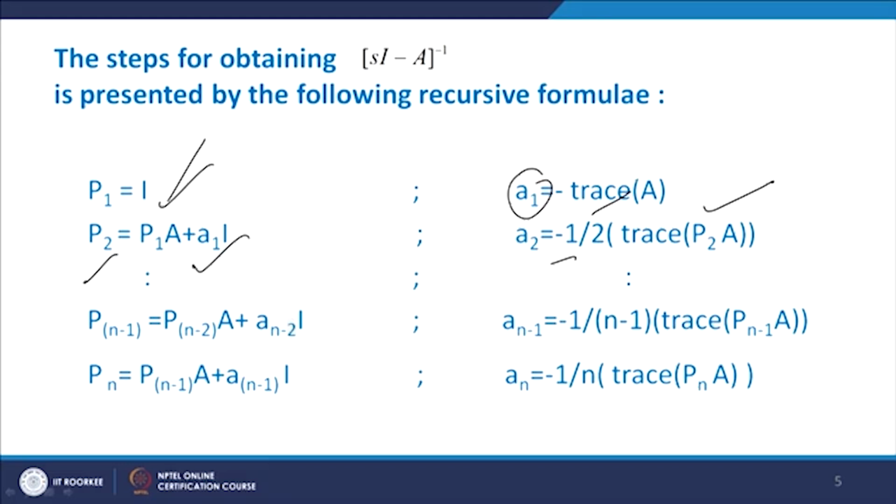Similarly, if you move further, P(n-1) equals P(n-2) A plus A(n-2) I, and P(n) equals P(n-1) A plus A(n-1) I. Similar to this we get A(n-1) equals minus 1 by (n-1) trace of P(n-1) A, and A(n) equals minus 1 by n trace of P(n) A. That means all the elements P1, P2, up to Pn and A1, A2, up to An we are going to determine simply by multiplications and simple additions. So, we will see the example.